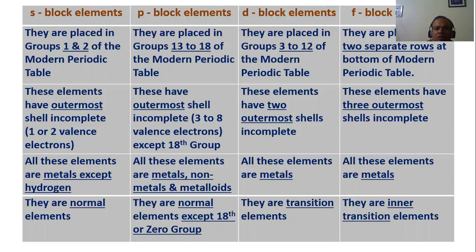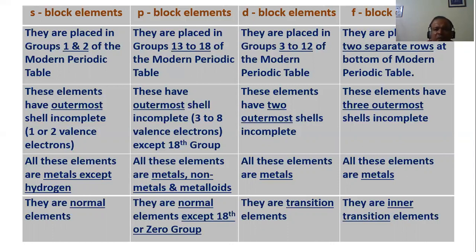Why the 18th group? Because if you remember, the 18th group elements are the noble gas elements, and they have their outermost shell complete. So all P block elements have the outermost shell incomplete except for the 18th group, which is also a part of the P block. All these elements are metals, non-metals, and metalloids, like a mixture, so all three types are included. They are all normal elements except the 18th or the 0 group elements, or what you call group 8A. Fine till here.